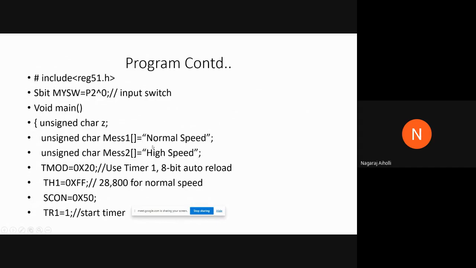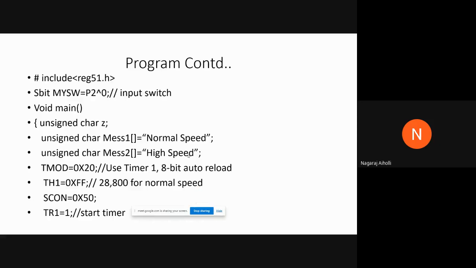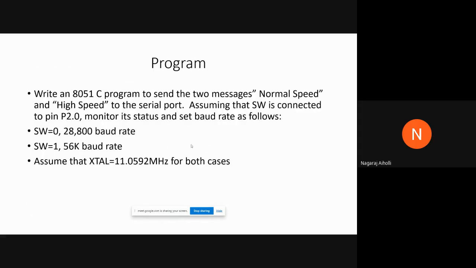For the first message, message 1, all the 12 characters of the normal speed message will be transmitted. And for the second message, all the 10 characters of the message high speed will be transmitted. Like this, we are sending two messages. One message with the normal baud rate, that is 28,800, and the second message, high speed, with the baud rate 56k or 56,000.